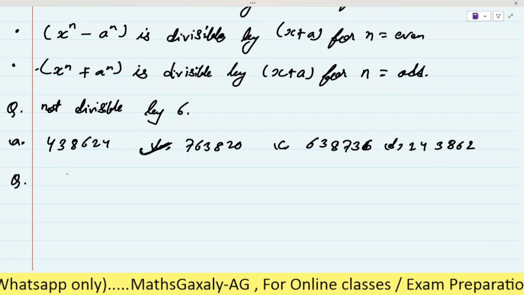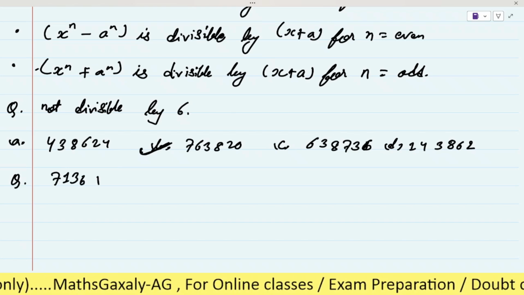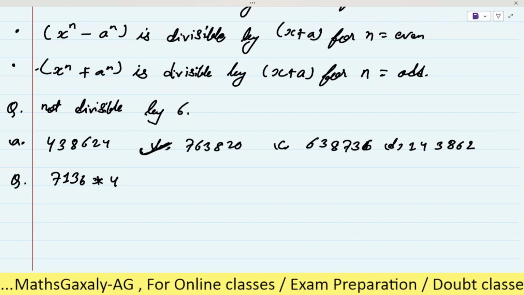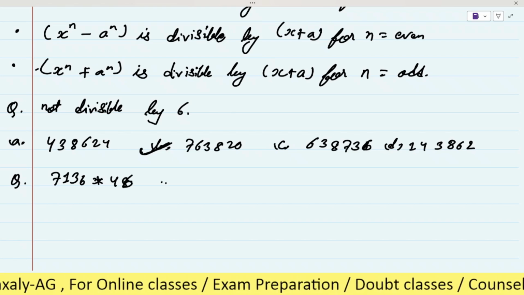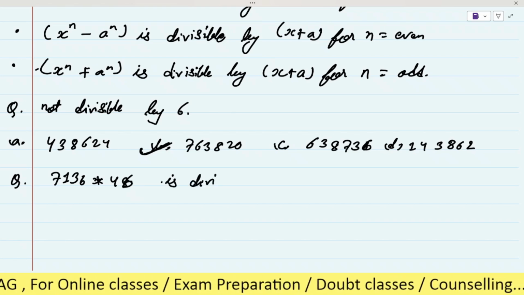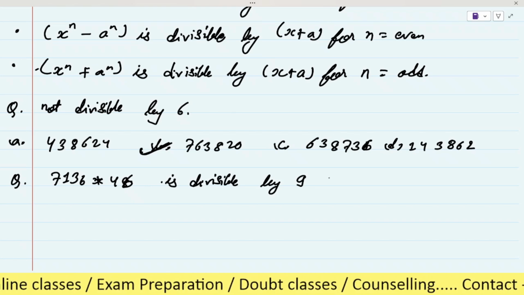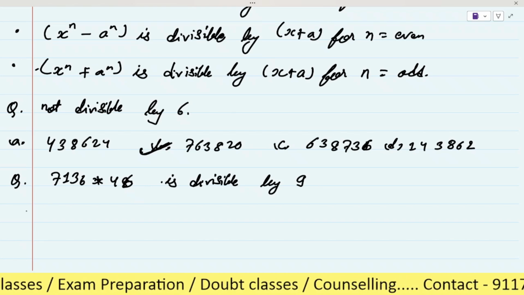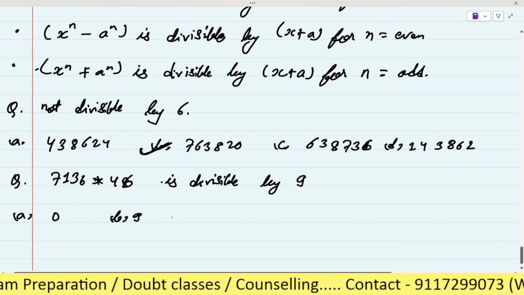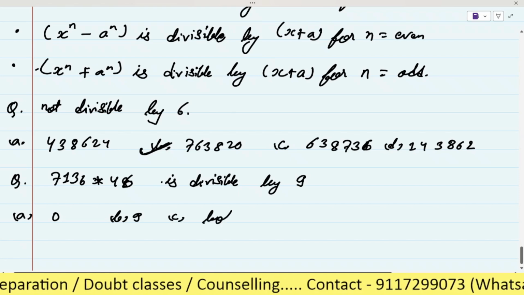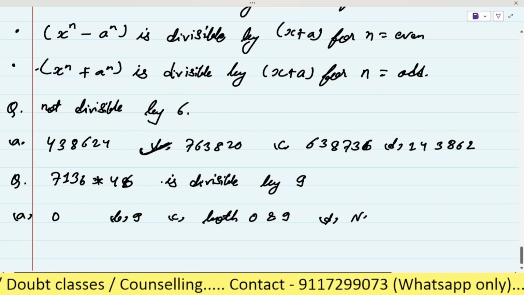Now let's see the next question. If 7136*46 is divisible by 9, then the value of the star will be what? 0, 9, both 0 and 9, none of these.